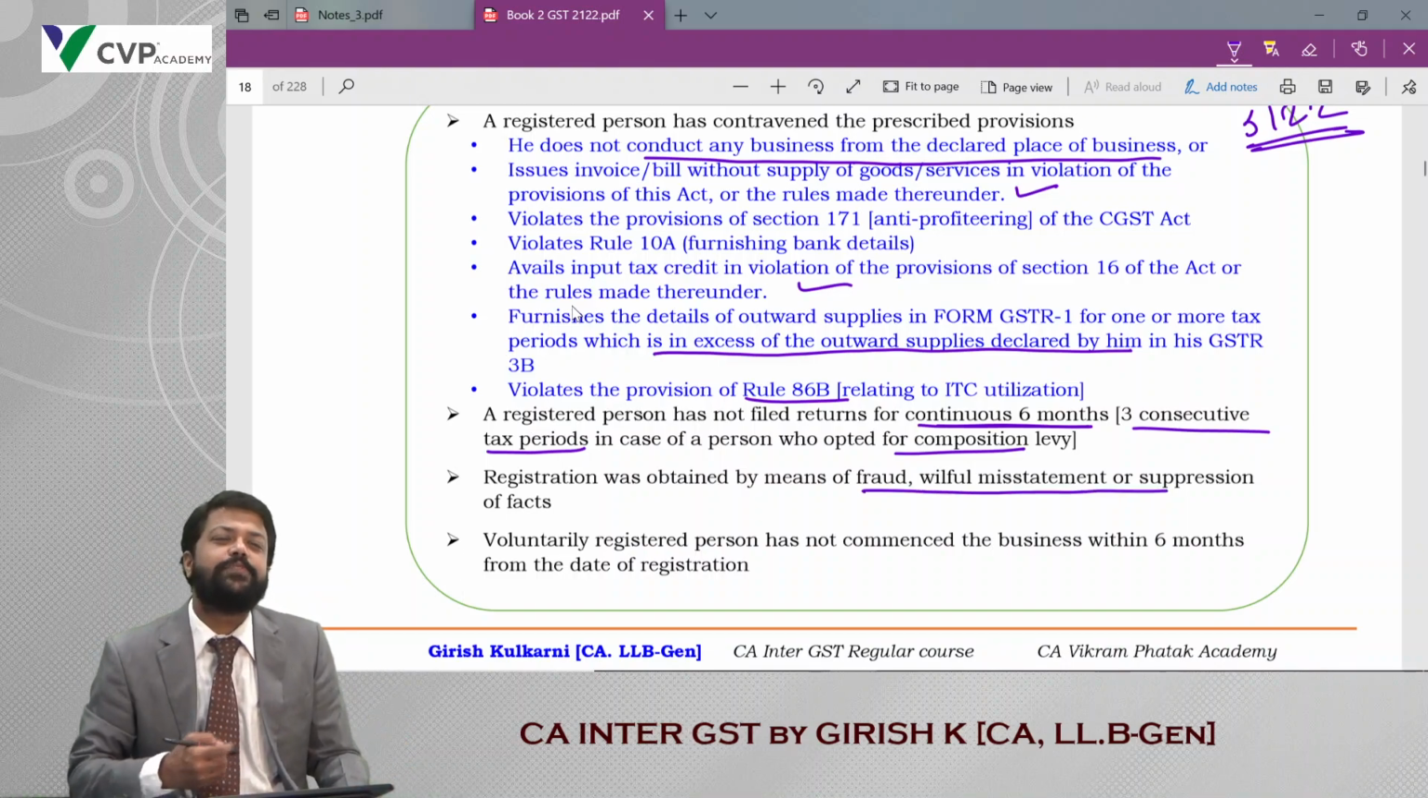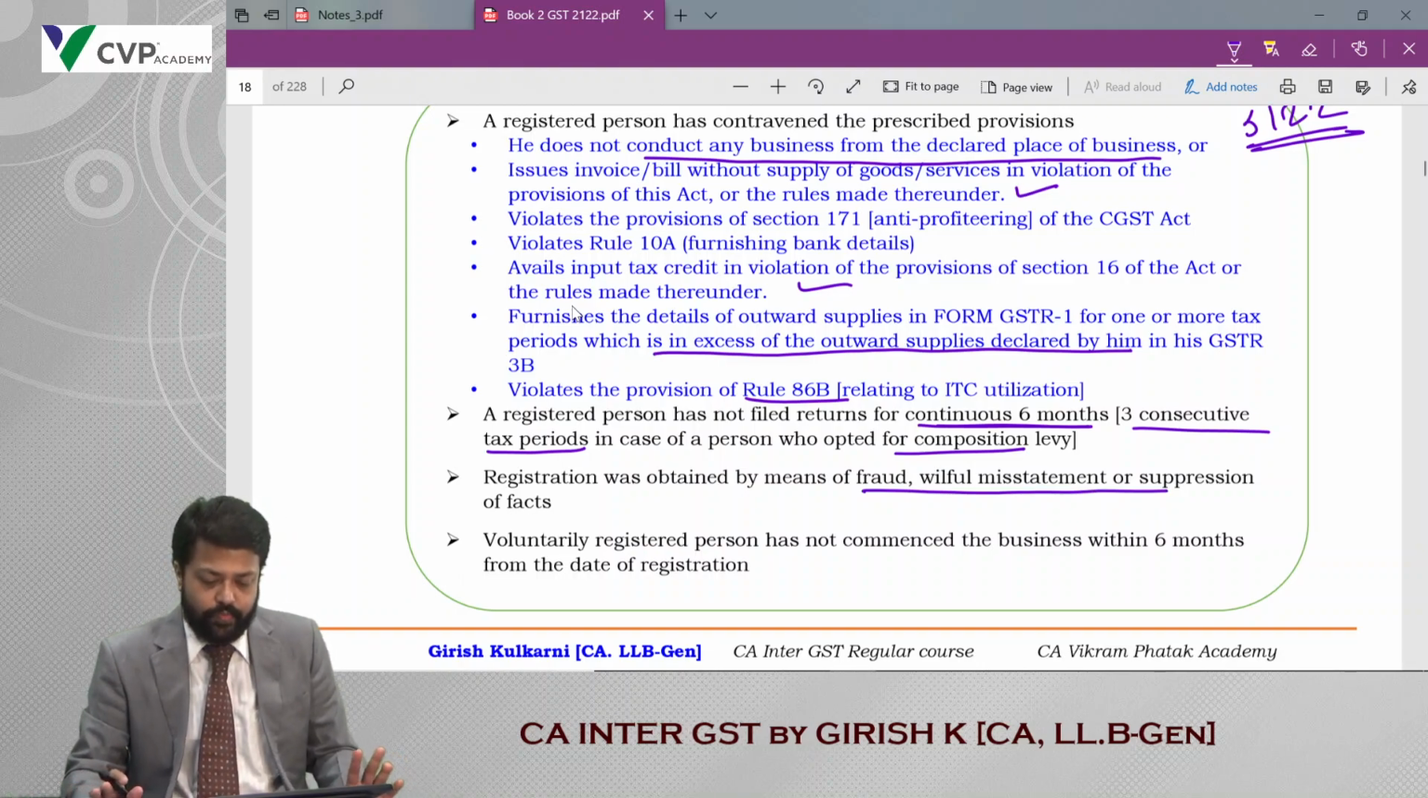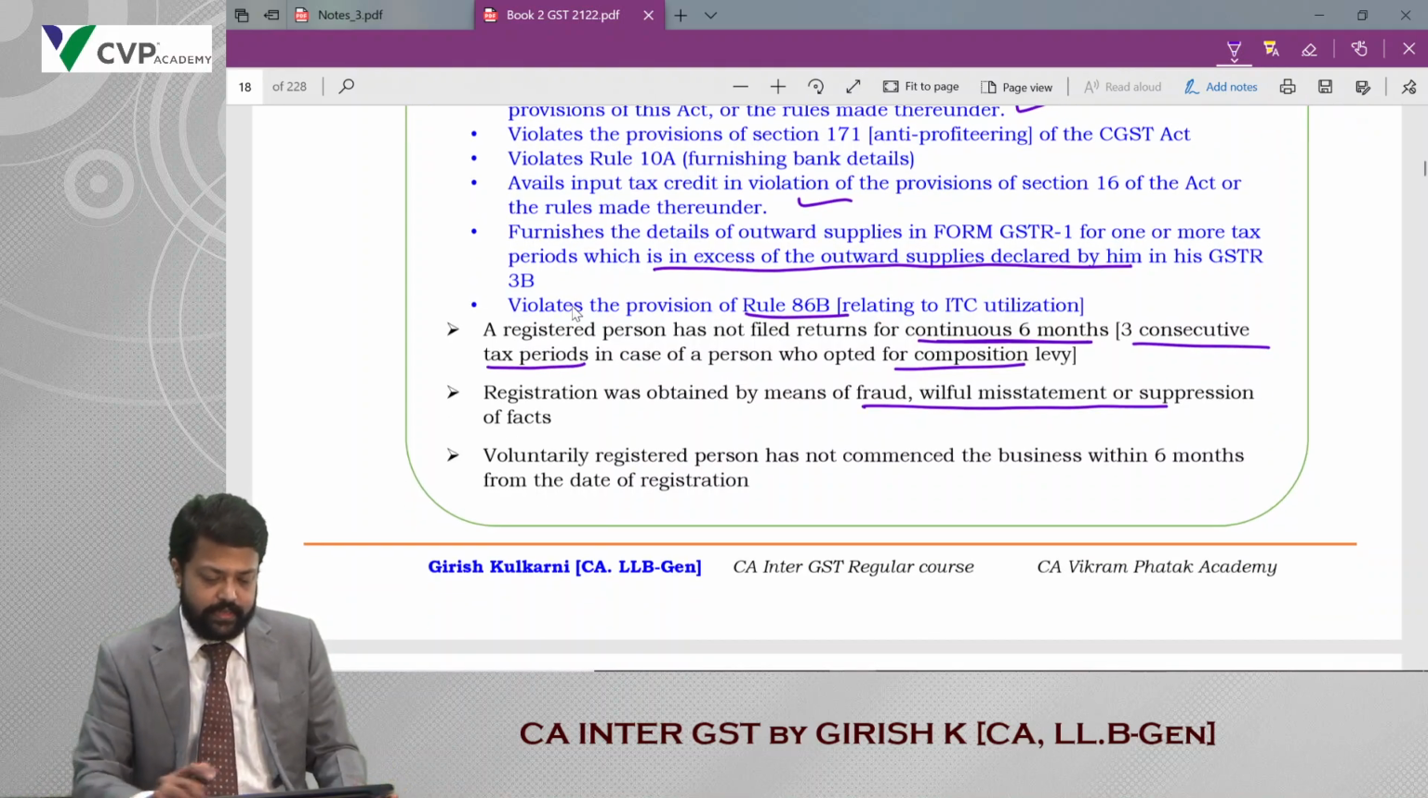So if certain details provided at the time of registration itself are not correct, fraudulent, or there was intentional misstatement or suppression of the facts, then the registration may be cancelled. Another case: a voluntarily registered person has not commenced the business within 6 months from the date of registration.